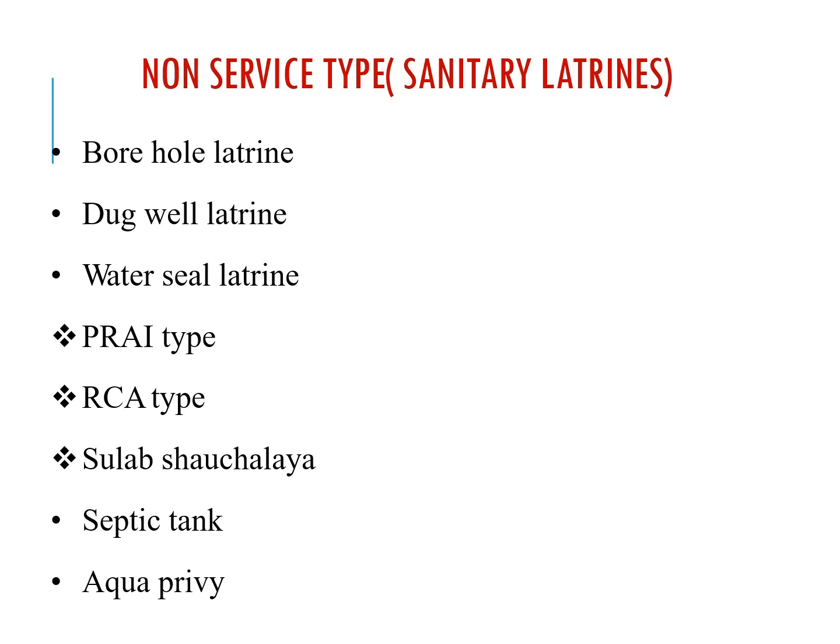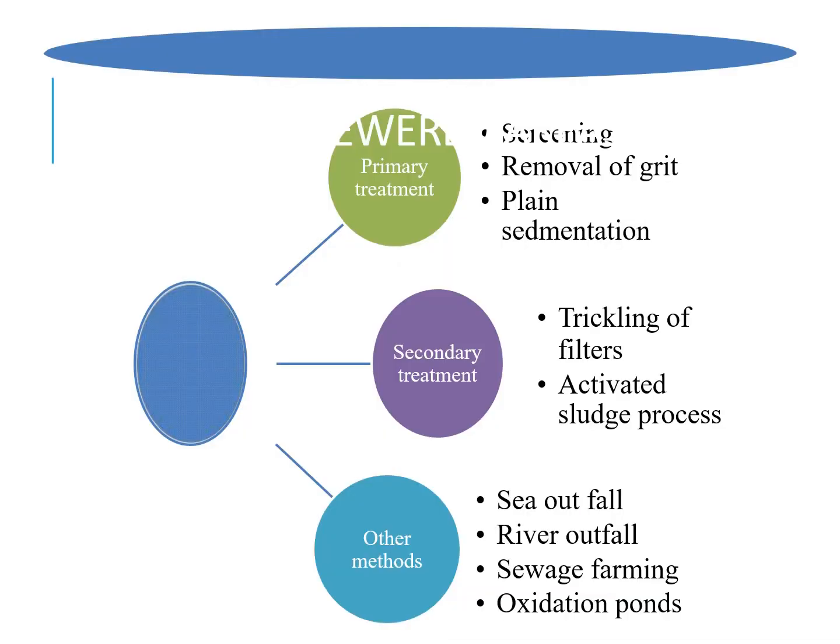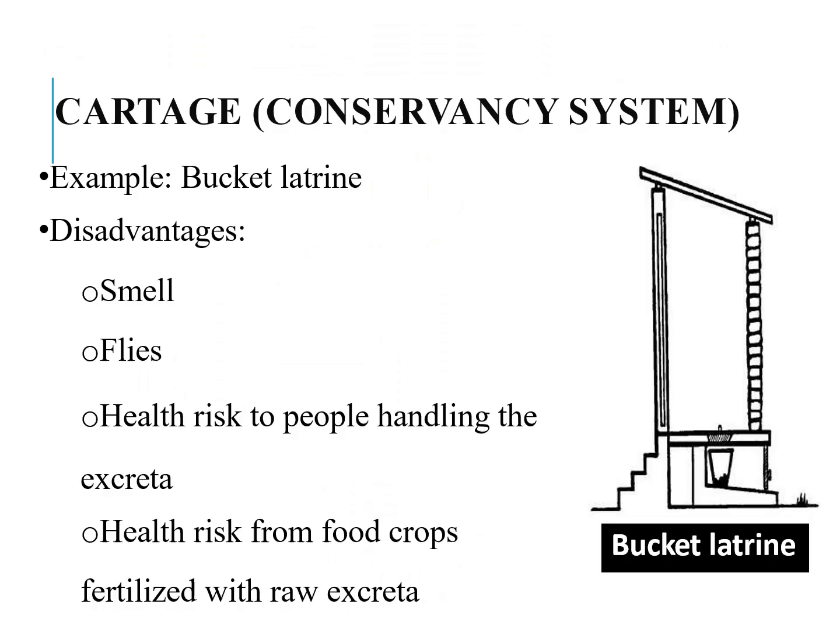So the non-service latrine includes borehole, dug well, water seal, the PRAI type, the RCA type, Sulabh Shauchalaya, septic tank, and aqua privy. There are also latrines which are suitable for temporary use in camps, which include shallow trench, deep trench, pit latrine, or a borehole. The most important things about these we'll be discussing next.